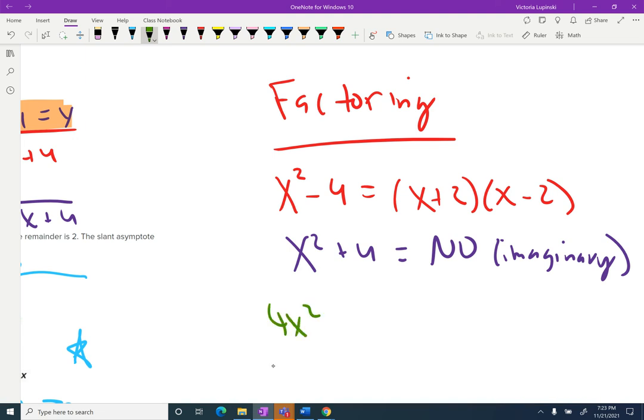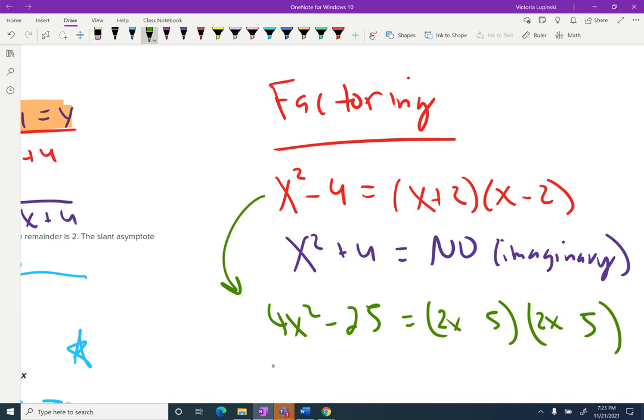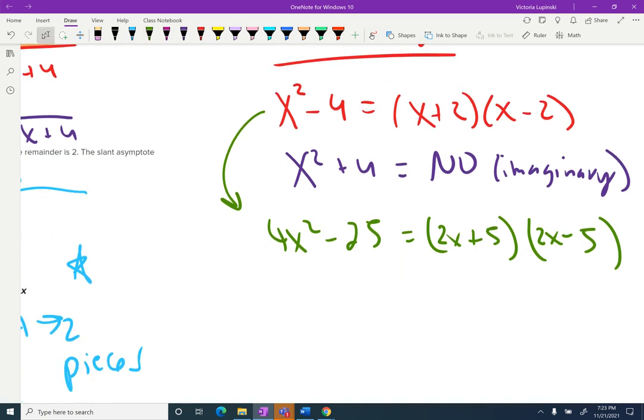Don't ever be surprised if you see something that's a slightly harder version of the difference of squares. Instead of having a perfect square just in the back, you also have one in the front, but the same rule applies. Square root of the front in the front, which would be 2x. Square root of the back in the back, which would be 5. And then, of course, you need to have one that's positive and one that's negative.